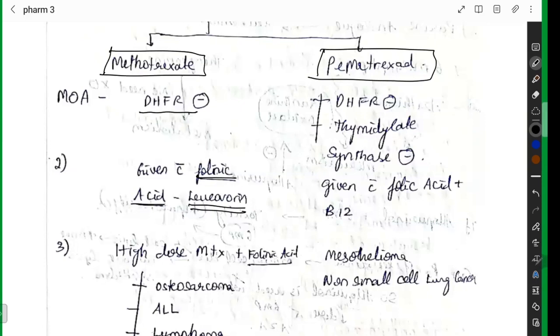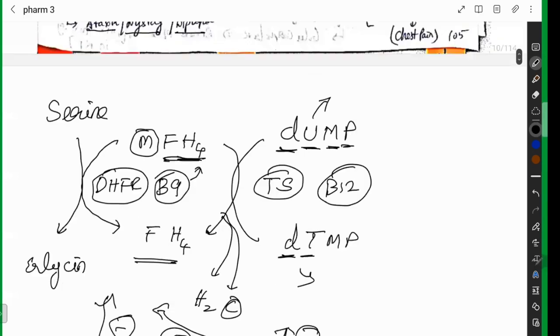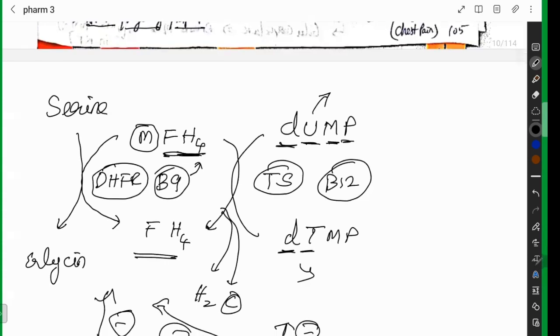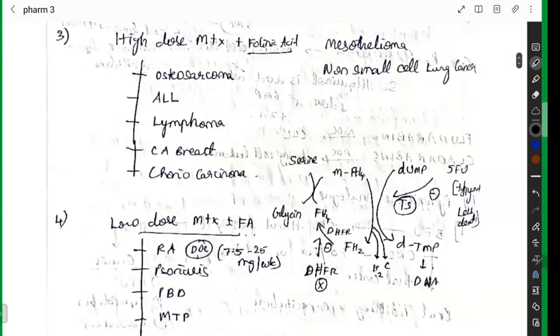Whereas if you're going to give a patient pemetrexed, you're going to supplement vitamin B12 as well as folic acid, because vitamin B12 synthesis is also going to be inhibited. Vitamin B9 is also going to be deficient here because of inhibition of this process. Therefore, you're going to supplement with vitamin B12 as well as vitamin B9. So clear, guys? This is how you understand why you're giving vitamin B9 and vitamin B12 with pemetrexed, whereas with methotrexate, you're giving just vitamin B9.